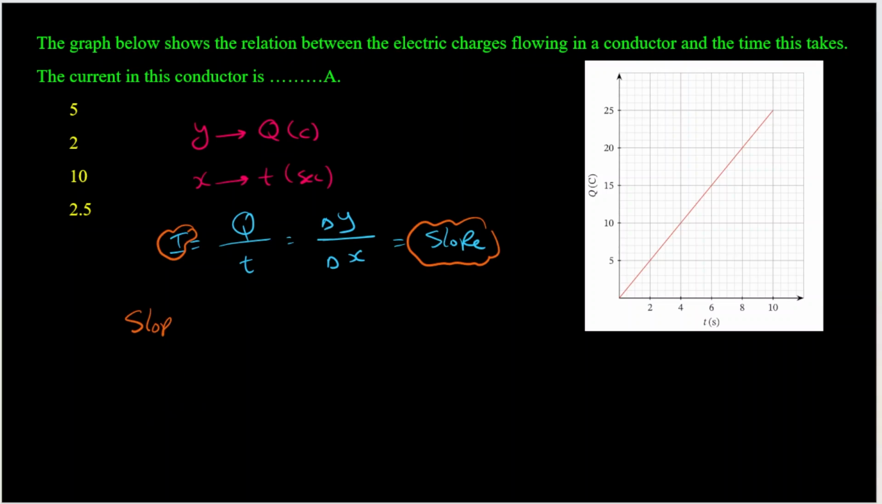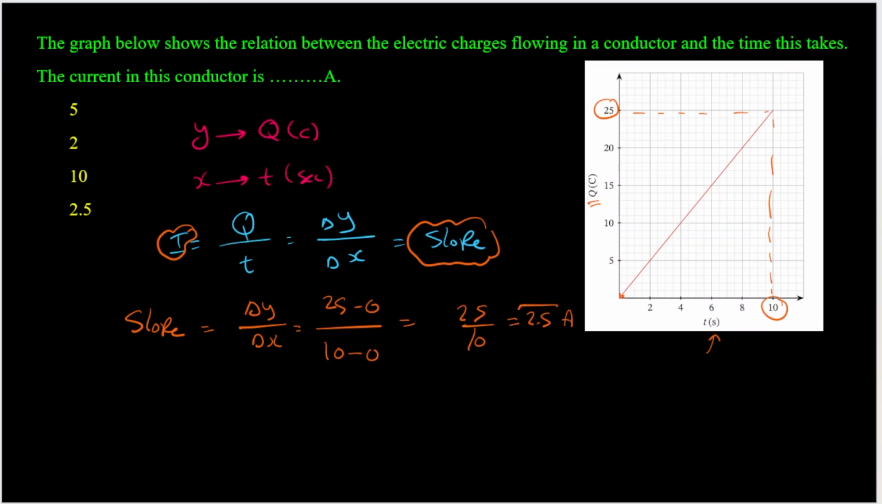So the slope in this case is equal to delta y over delta x. The final point is 25 minus the initial point 0, and make sure it is in coulomb. The final point on the x-axis is 10 minus the initial point 0, and make sure that it's in seconds. So it's 25 divided by 10, which is equal to 2.5. And the unit will be ampere because the slope represents the electric current intensity. So the answer is D.